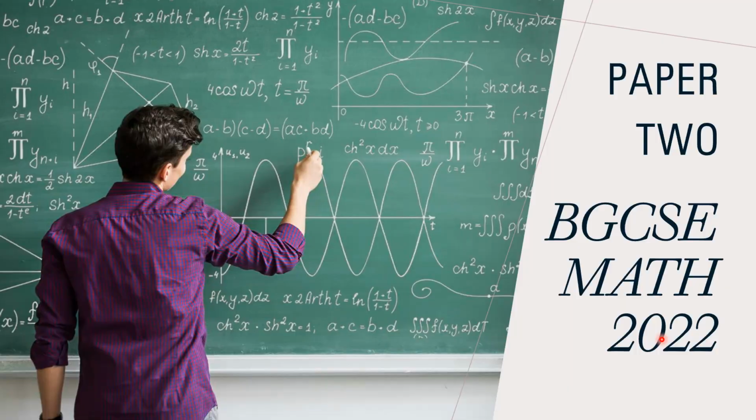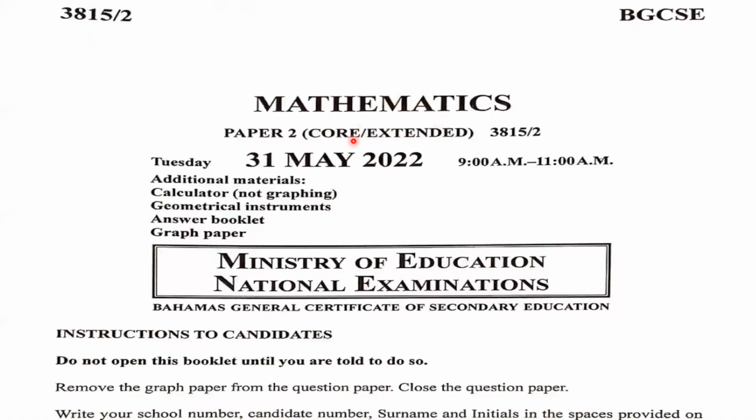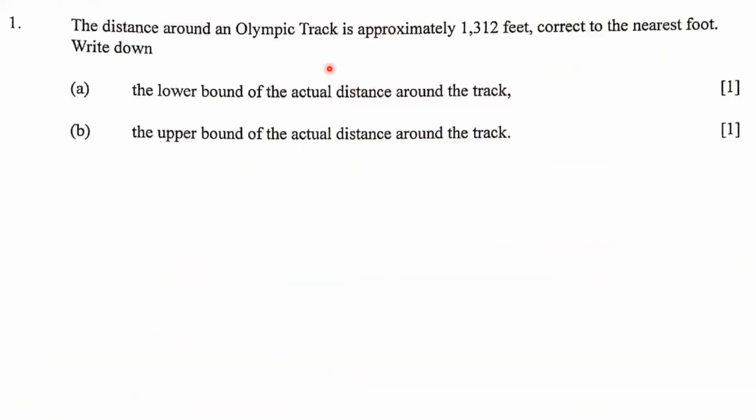Here we have the front page of the Mathematics Paper 2, BGCSE Examination. This is not the entire thing, just part of it. The first question says the distance around an Olympic track is approximately 1,312 feet, correct to the nearest foot. Write down A, the lower bound of the actual distance around the track, and B, the upper bound of the actual distance around the track.